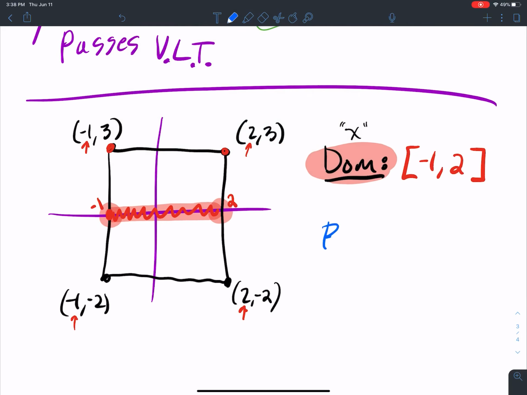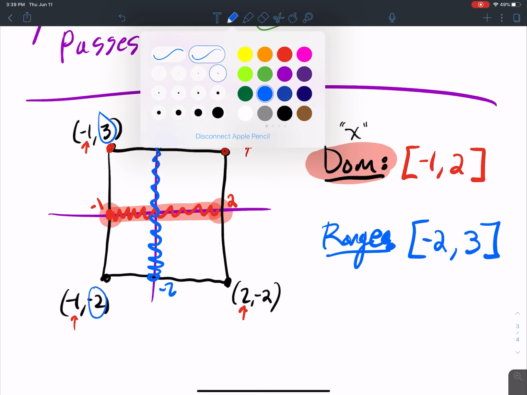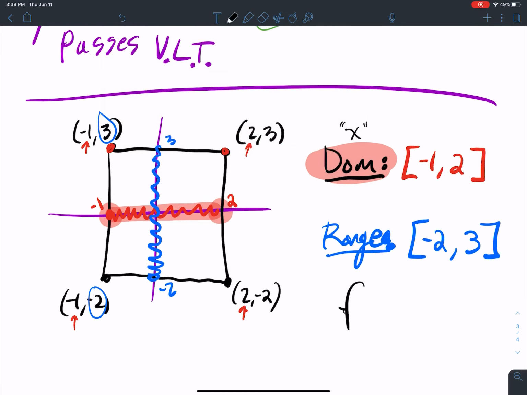Now, the range is what? Well, the range goes bottom to top. So the lowest we go, it looks like the y value is negative 2. And the highest we go looks like the y value is 3. So the lowest we go is negative 2 all the way up to the highest of 3. Does this pass the vertical line test? Is it a function? No. Why is it not a function? Well, it fails the vertical line test.